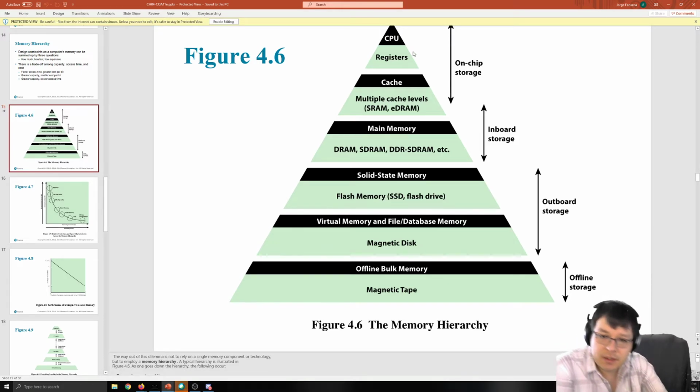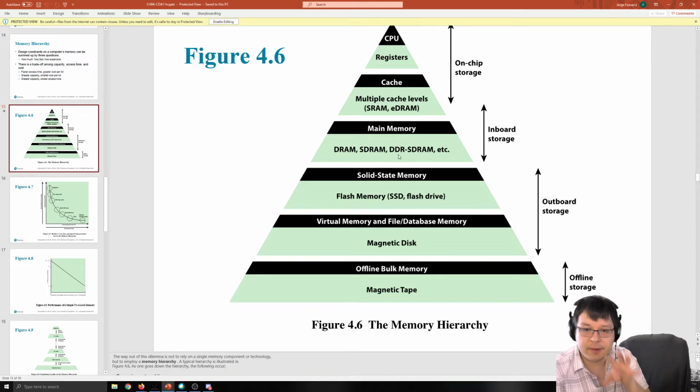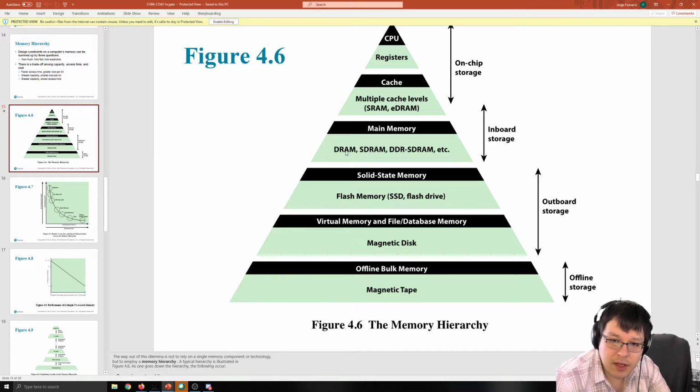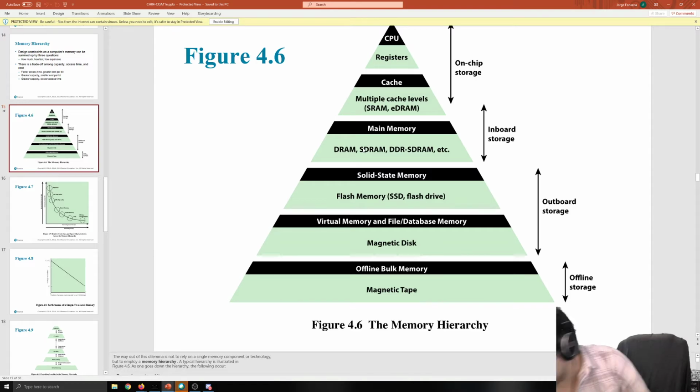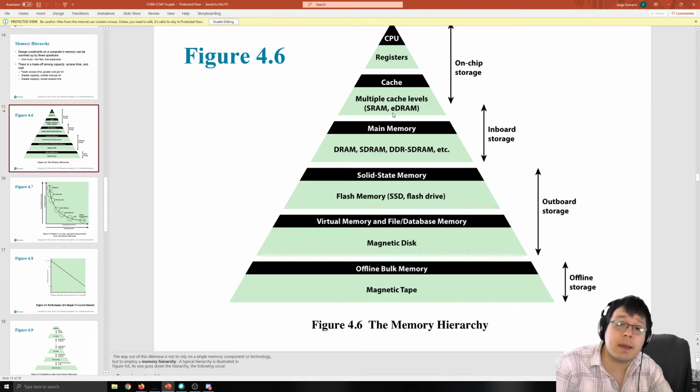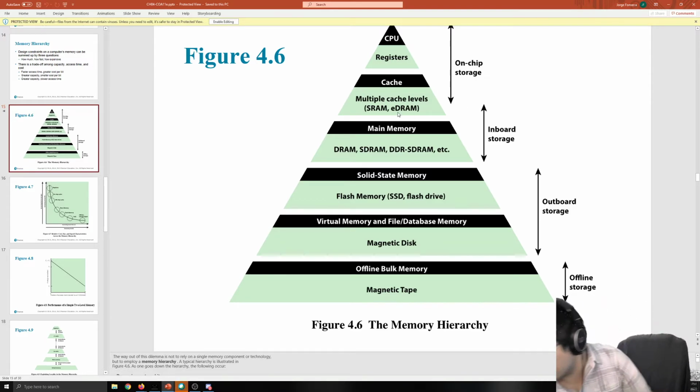Okay, so from there we get to main memory, which is on the computer basically, but not inside the chip area, and that's going to be your RAM potentially. And you have DRAM, which means dynamic random access memory. SDRAM, which I don't know what the first S stands for actually. By the way, the E in EDRAM stands for embedded. So that's embedded dynamic random access memory.